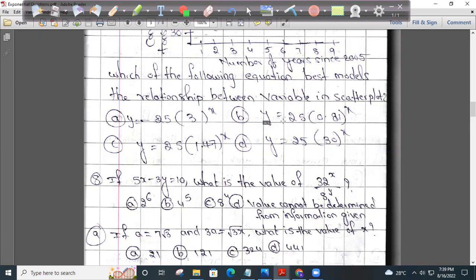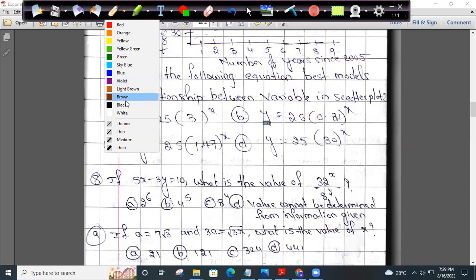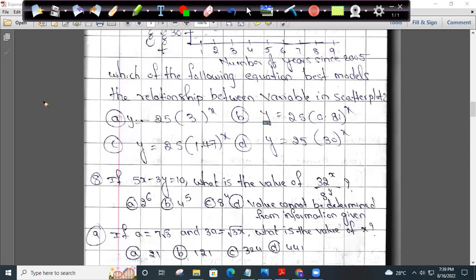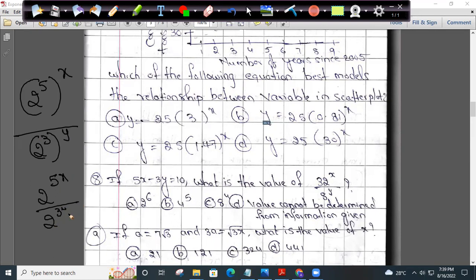Some of you have given answers, some of you are struggling. See how simple this is? No need to get confused. I can write 32 as 2 power 5 whole to the power of x. I can write 8 as 2 to the power of 3 whole to the power of y. So this can be written as 2 power 5x, and this as 2 power 3y. So this can be written as 2 power 5x minus 3y. 2 to the power of 5x minus 3y is 10. So 2 power 10 is my answer.